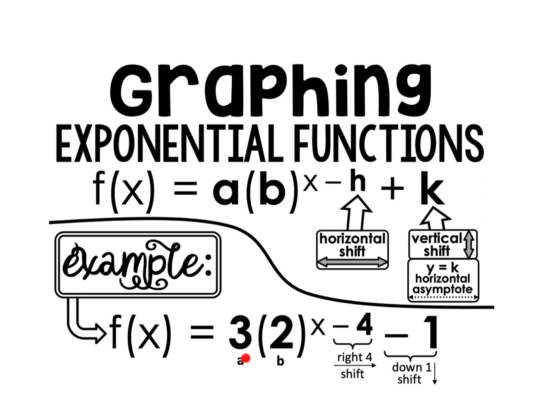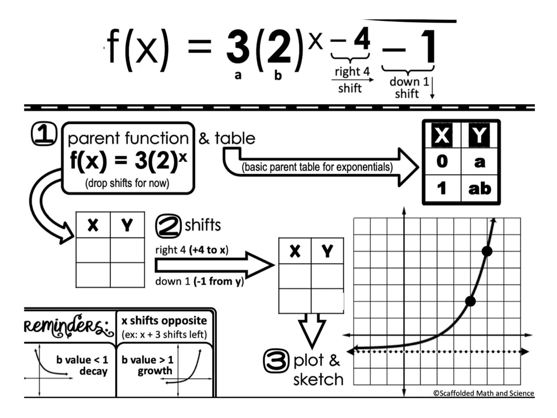Okay, so for this example, here's my a value, here's my growth factor of 2, which is b, and I can see that this is going to have a shift 4 to the right and 1 down. Those are translations. So I'm going to think about the parent function. We're going to graph this function first by looking at the parent function. The parent function here is just the first part of this function, 3 times 2 to the x power. And I'm going to think about the points I need to graph this.